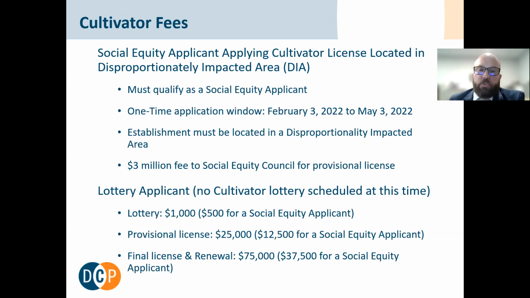A $3 million fee is required to participate in the DIA cultivator license for provisional license. And that is a fee to the Social Equity Council specifically. There's a potential for a lottery to occur for the cultivator licenses, although none have been scheduled at this time. We will look and evaluate that after the DIA cultivator application window has closed. As you can see, the fees are prescribed there.